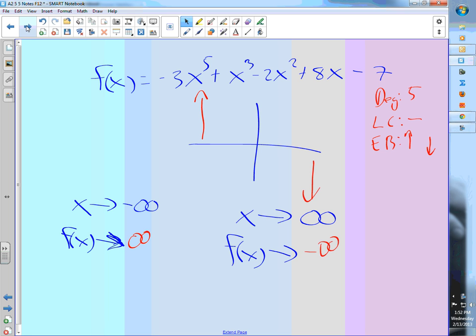Everything in blue is what you're going to get. And then in red, you're going to show me on the graph what it looks like on the graph for end behavior, and then describe what the f of x behavior would be on the graph.